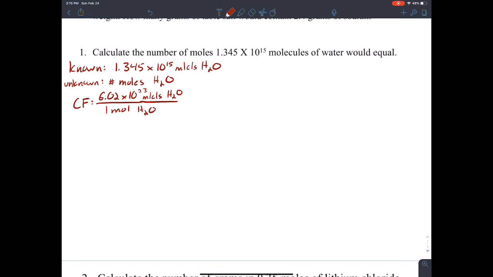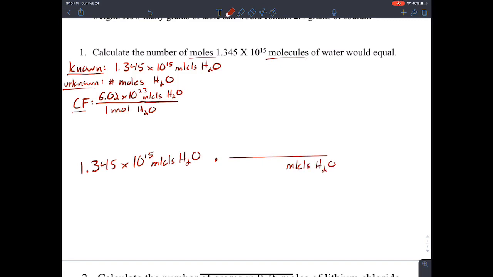Now we have our known, our unknown, and our conversion factor. If I was going hard, I could have done these all in different colors. Maybe I'll do that for the rest of them. Too late now, we're in too deep. So we're going to take our known, 1.345 times 10 to the 15th molecules of water, and multiply that by our conversion factor so that we go from our known, which is molecules, to our needed, which is moles. So I need to cancel molecules. I'm always canceling whatever's in my known. So molecules of H2O is going to go on the bottom. That mathematically is how these are going to cancel.